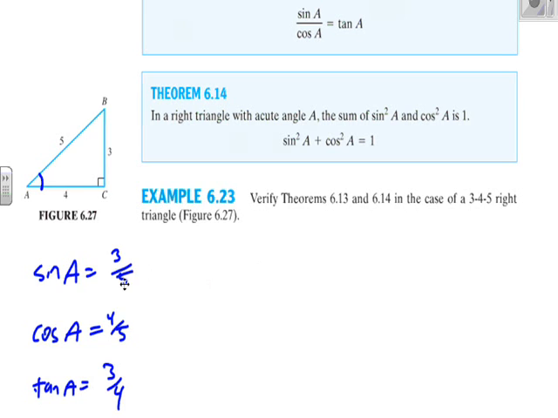Now if you take sine over cosine, like our first theorem says, we would get 3/5 over 4/5. And whenever you're dividing a fraction by another fraction, you flip the second fraction and multiply. So the 5s would cancel when we work it out. We get 3/4, which is the same as tangent. So tangent is sine over cosine.